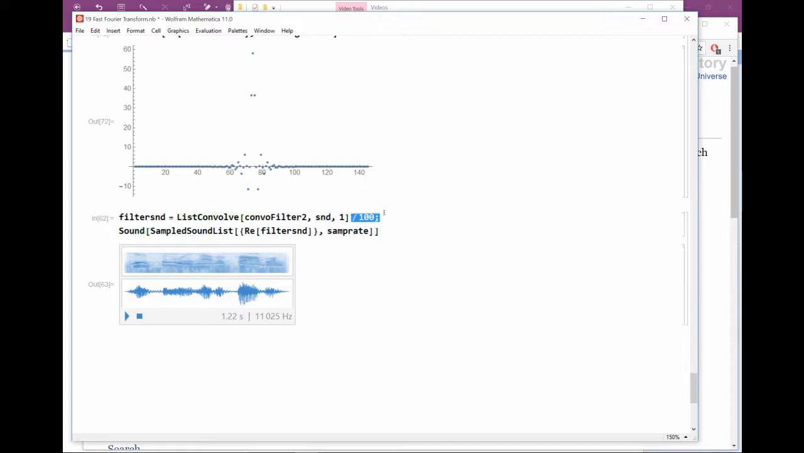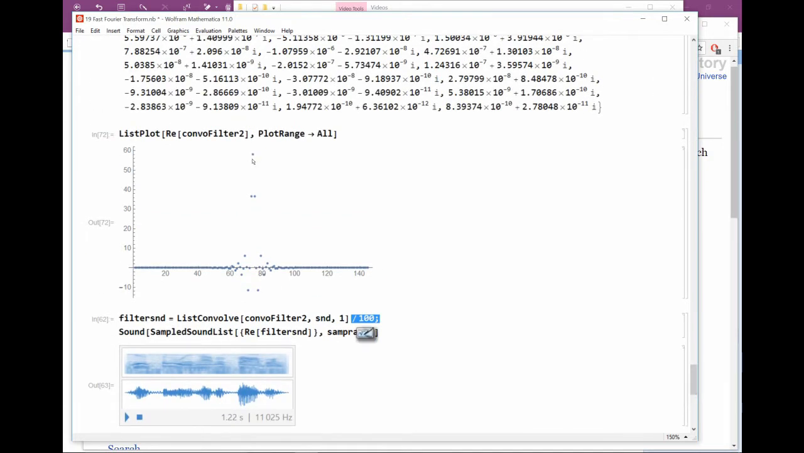Since it's going to create samples that are very big in their magnitude, that's going to distort the sound a lot. So I'm dividing by 100 because, as you can see, the convolution filter is quite large. The values are quite large, so they're going to multiply the sound samples by large values, and that's going to create a distortion when I play it back. So I'm scaling it back so that we can actually hear the signal without distortion.